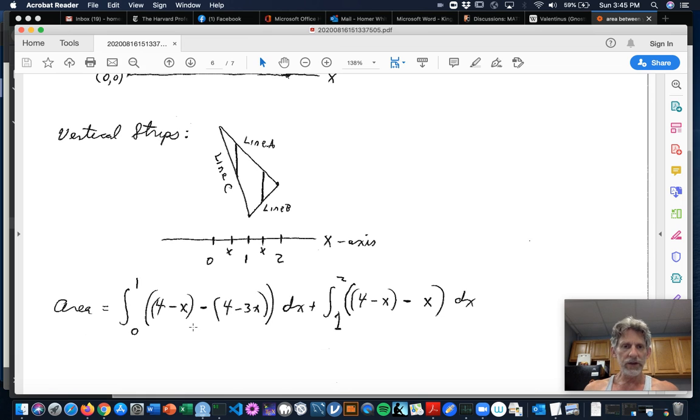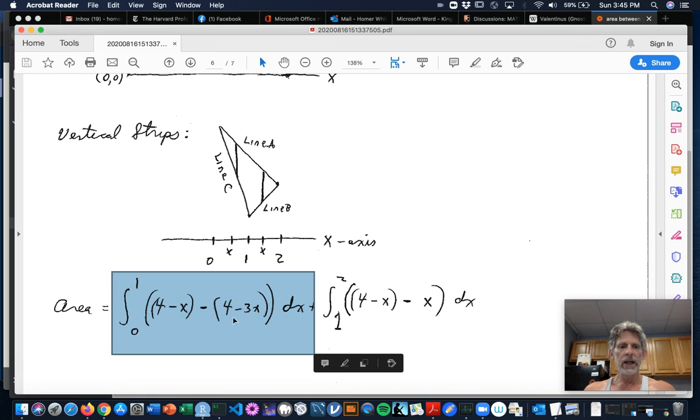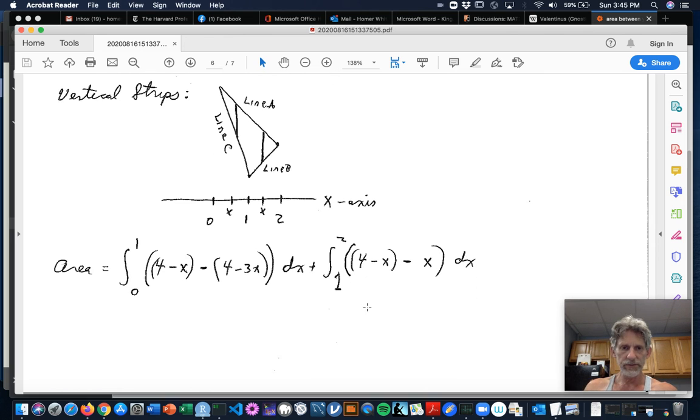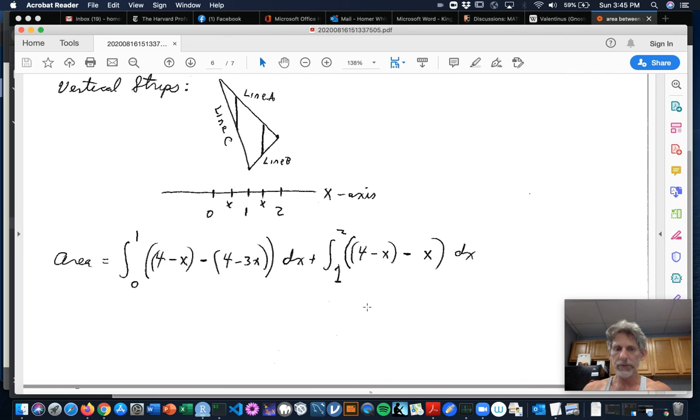And so when I do the area, I've got to do the integral from 0 to 1, line A minus line C, y coordinates expressed in terms of x, plus the integral from 1 to 2, line A minus line B, y coordinates expressed in terms of x. And so I could do that integral out.